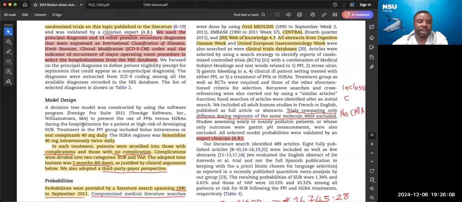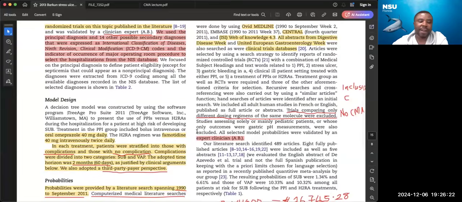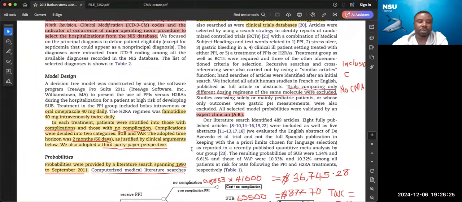And also for the drugs that were used, they used omeprazole 40 milligram daily, and that can be oral or IV. And they did famotidine IV 40 milligram twice daily as well. And then the treatment, like I said already, the treatment were grouped into complicated and no complication. For the complication, it was further divided into two: stress ulcer bleeding and ventilator-assisted pneumonia as well. And they did the payer perspective.